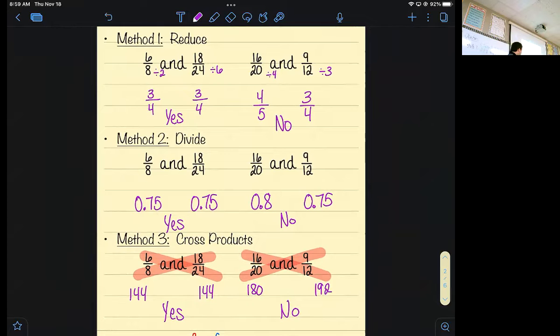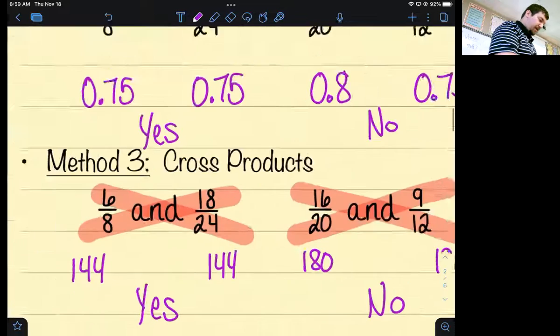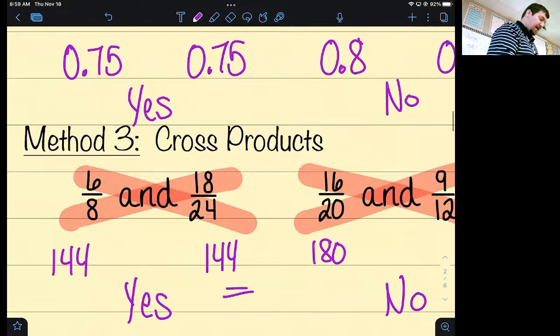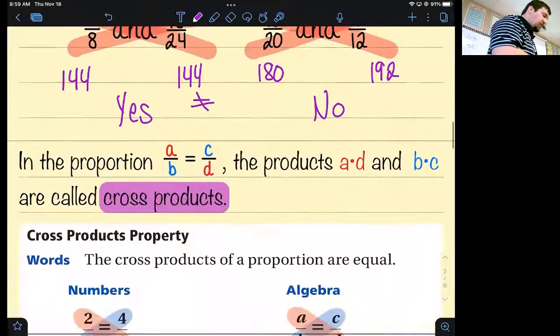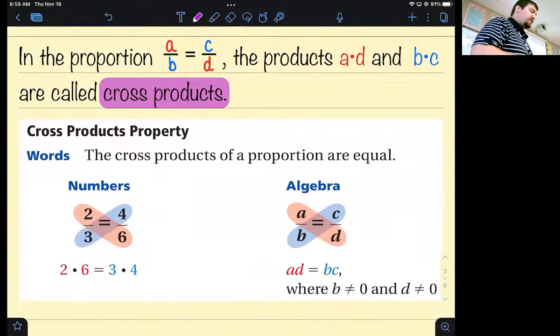What would I write if I'm using method 2? Each decimal and then yes or no. And if I'm using cross products, write what both the cross products are and then yes or no. Or I'd even let you put an equal sign or a not equal sign as your yes and your no. Okay, because if they're proportional, that means they're going to be equal. Yes, sure.